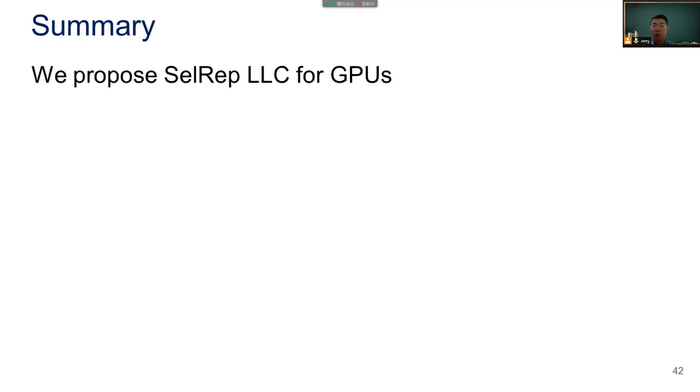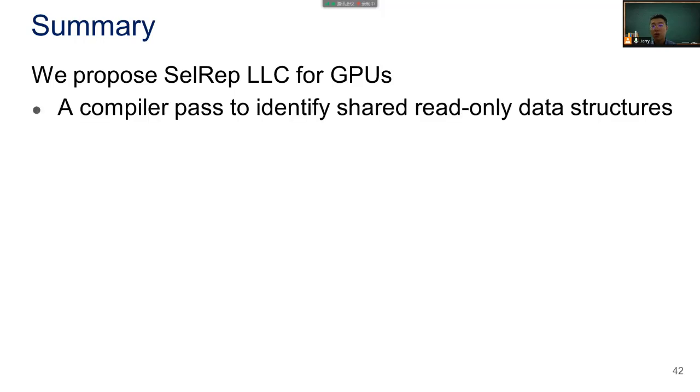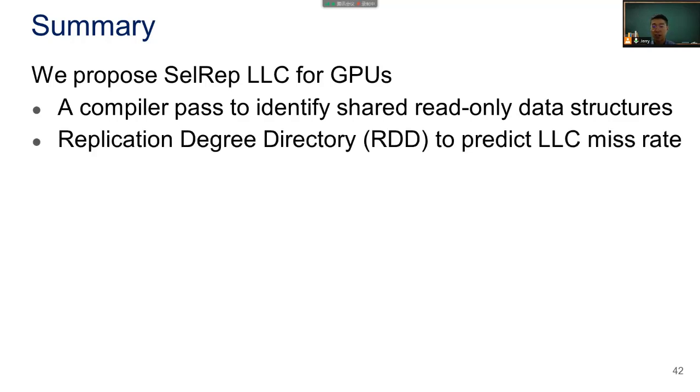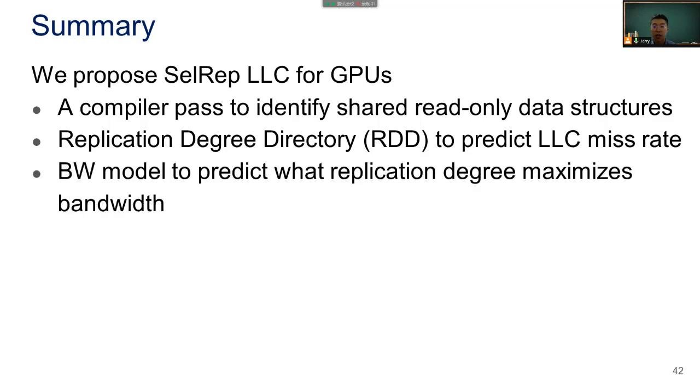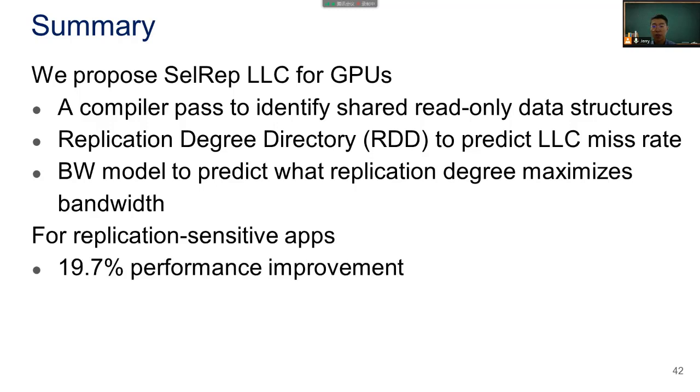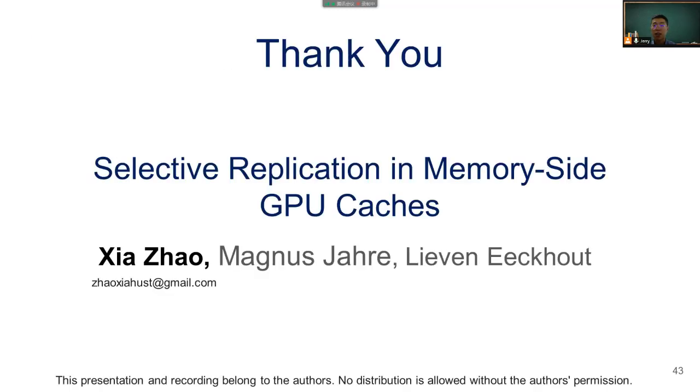Next, we propose CREP LLC for GPUs. CREP contains a compiler pass to identify shared read-only data structures in order to only replicate read-only data. RDD is used in CREP to predict the LLC hit rate under different LLC organizations. We also propose a bandwidth model to predict which LLC organization maximizes bandwidth. For the replication-sensitive applications, CREP improves the performance by 19.7% on average and reduces the energy consumption by 5.7% on average. This is the end of this presentation.